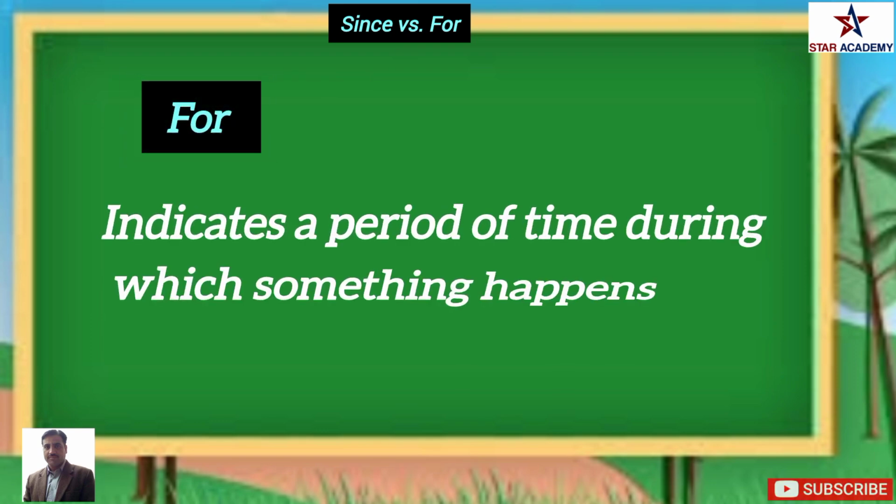For indicates a period of time during which something happens. For refers to a period of time during which something happens or is true. It is often used to talk about a duration of time rather than a specific starting point. Since indicates a specific starting point, while for talks about the duration of time.